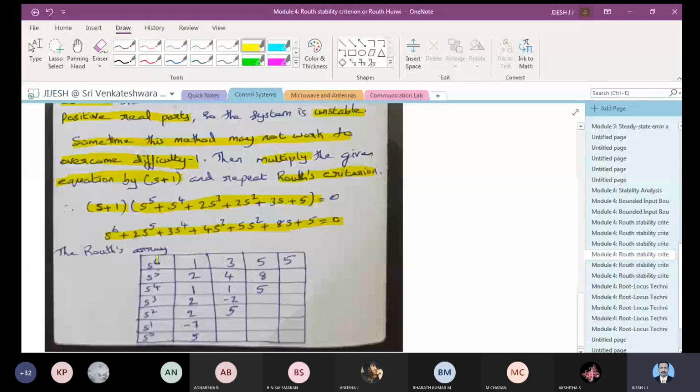So these are two methods. Either you substitute s is equal to 1 by z, or you multiply the entire equation with s plus 1. If the first one is not working out for you in difficulty 1, then you can use this process, that is, multiplying s plus 1 for the entire equation. So this is what it is all about.